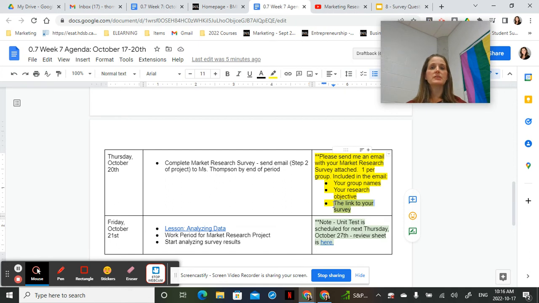Every single group is going to get an email reply back giving you feedback as to how you can improve your survey. I do expect that you take my feedback and make the changes to your survey before you send it out to your target market. This is extremely important because number one, you've never written a proper market research survey before, and I'm your teacher and I know how to do it. So my feedback is really important. But number two, if you don't make those changes, then your results are not going to be as effective and they're not going to be as good. So I will expect to see that.